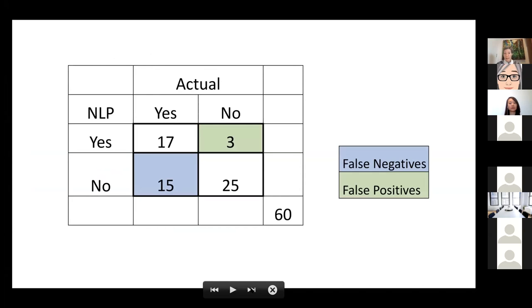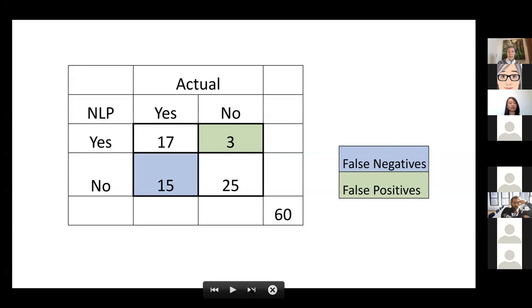I've got 60 reports annotated here of whether or not they indicate family history of breast cancer. Yes means family history of breast cancer. The columns are the actual answer, the gold standard answer of yes, it's a history of breast cancer, or no. The rows are what my NLP system said. And my NLP system right now is just the phrase breast cancer. So it's doing pretty good with just that simple phrase.